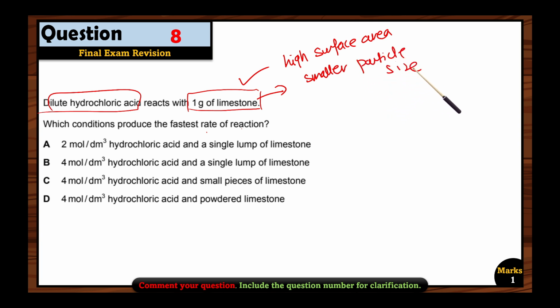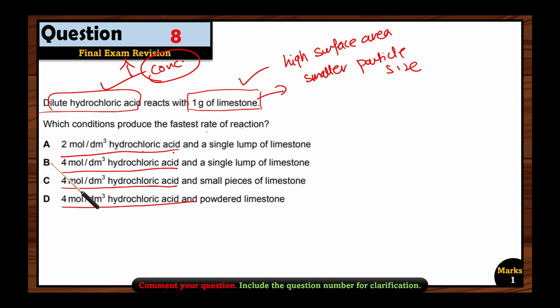And how can we increase the rate of reaction? If we have dilute HCl, we can increase its concentration. If you increase the concentration, the rate of the reaction will increase. So now we can see which conditions will increase the rate of reaction. 2 mol per dm³ of hydrochloric acid, 4 mol per dm³ of hydrochloric acid. So these are the ones that have the highest concentration, right? So we have to choose from here.